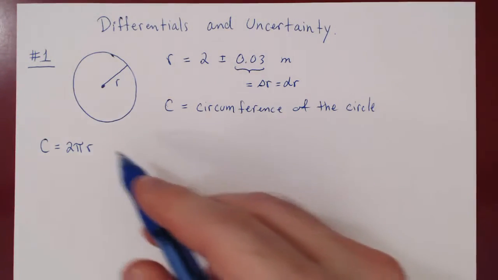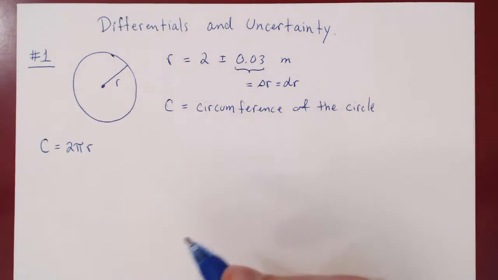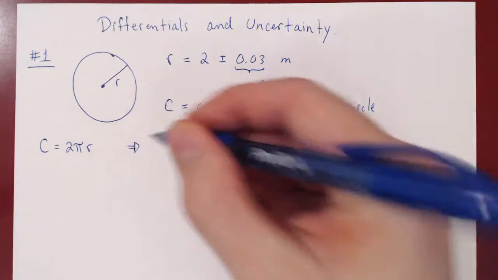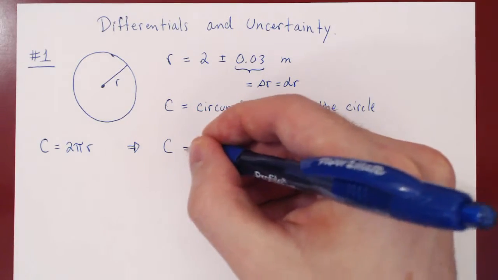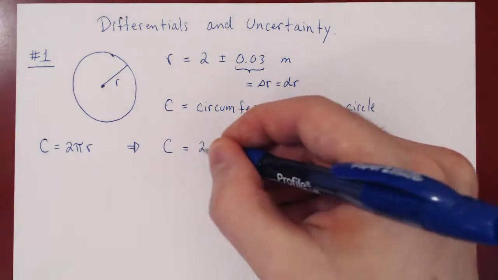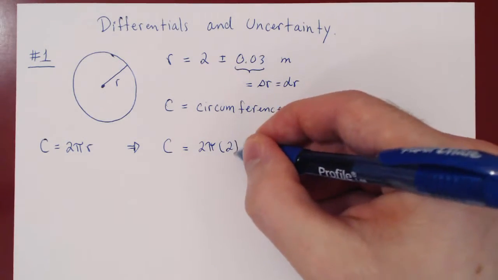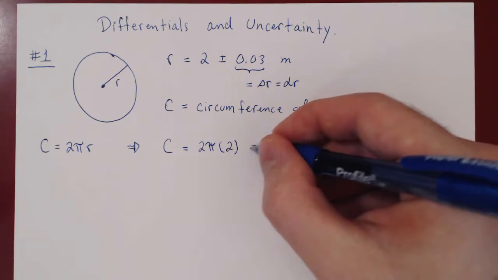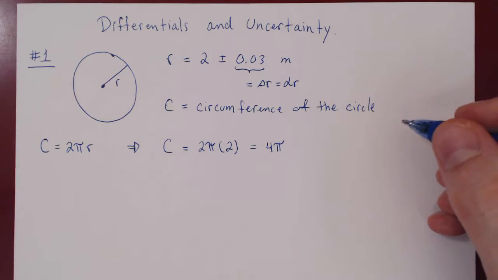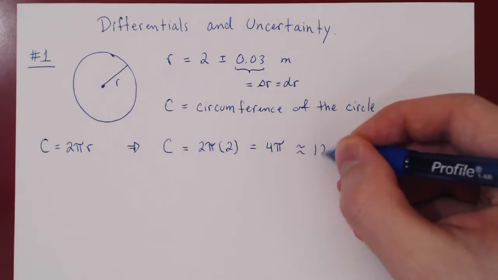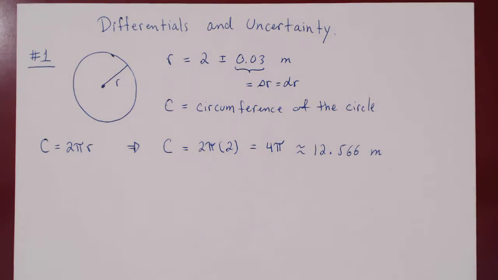So of course, first find the value of the circumference using the value of the radius you have obtained without uncertainty, right? Since we found a radius of 2 meters, the circumference would be 2 pi times the measured value of the radius, which is 2. And we get 4 pi. If you compute 4 pi, you'll find approximately 12.566 meters. Now what about the uncertainty?